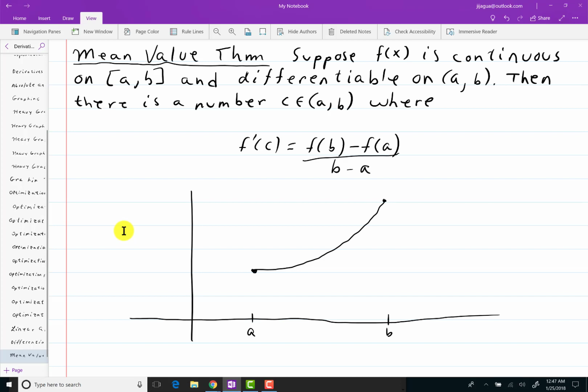There are two ways to envision this thing. Let me put the points here. This is B comma f of B. That's the right end point. Over here is A comma f of A. Now into this, I want to see if I can draw a secant line. Not too bad. We're going to call the secant s of x. I'll get its equation in a minute.